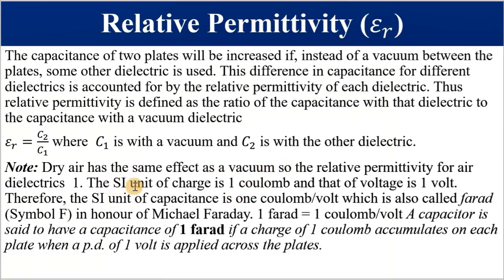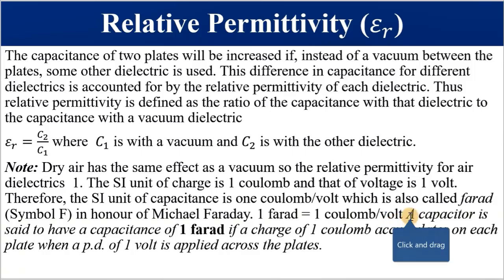The SI unit of charge is 1 coulomb and that of voltage is 1 volt. Therefore, the SI unit of capacitance is coulomb per volt, since we saw that C is equal to Q over V. And coulomb per volt is also known as the farad, F, in honor of Michael Faraday. We'll be looking at electromagnetic induction, which is attributed to Michael Faraday. So we are saying 1 farad is equal to 1 coulomb per volt.